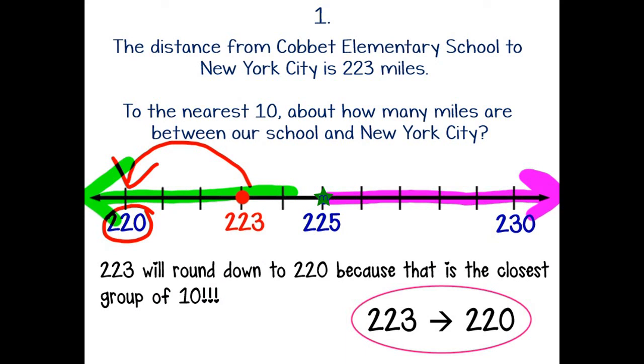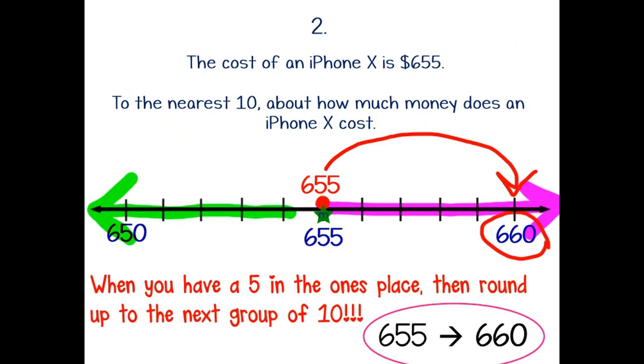Number 1, 223 will round down to 220. Number 2, 655 will round up to 660. When you have a 5 in the ones place and you're rounding to the nearest 10, then you will round up to the next group of 10. 5 in the ones place, bump it up.